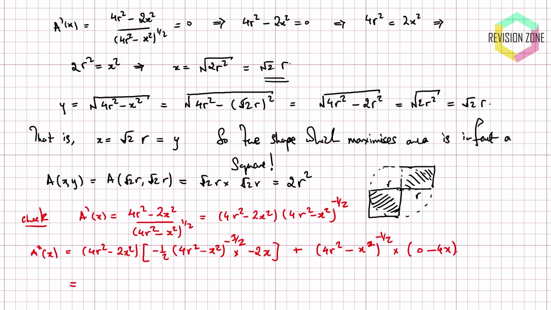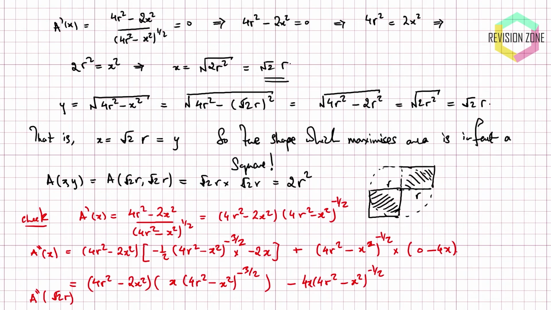Upon simplifying this, what we actually get is 4r squared, take away 2x squared, and all of that is multiplied by positive x times 4r squared, take away x squared, all to the power of minus 3 over 2, and then all of that is take away 4r squared, take away x squared to the power of minus a half, but obviously there's a 4x at the front. Let's evaluate this at our value of x, which is root 2r.